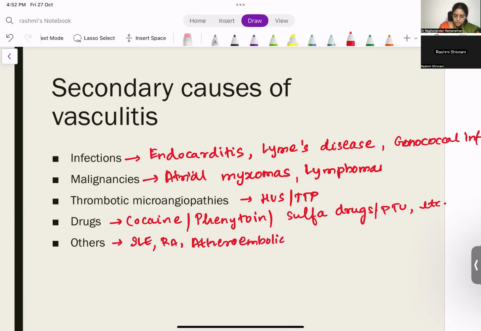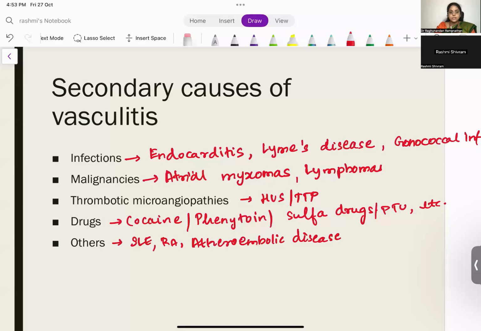Atheroembolic disease. In that, you will see that the patient is having livedo reticularis. The patient can have emboli, right? Infarction can be there, which can present like vasculitis. So all these are very, very important. You definitely need to rule out the secondary causes of vasculitis. So infections, malignancies, thrombotic microangiopathies, drugs, and others.